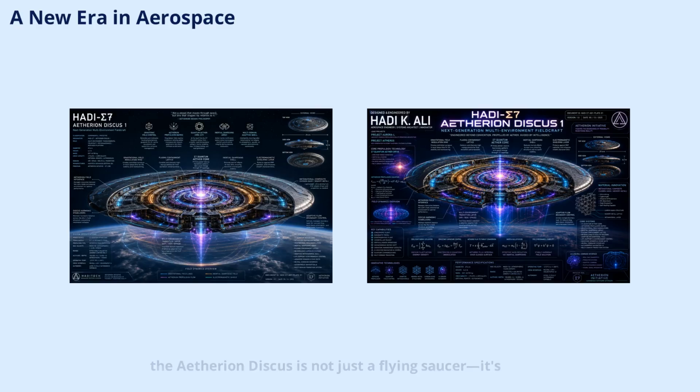Unlike traditional vehicles, the Aetherion Discus is not just a flying saucer. It's a unified, field-managed platform where every subsystem works in harmony. From its transparent metashell to its distributed propulsion and predictive sensors, every detail is designed for seamless operation across air, sea, land, and even the upper atmosphere. Let's embark on a journey through its origins, design, philosophy, and the science that powers its extraordinary performance.